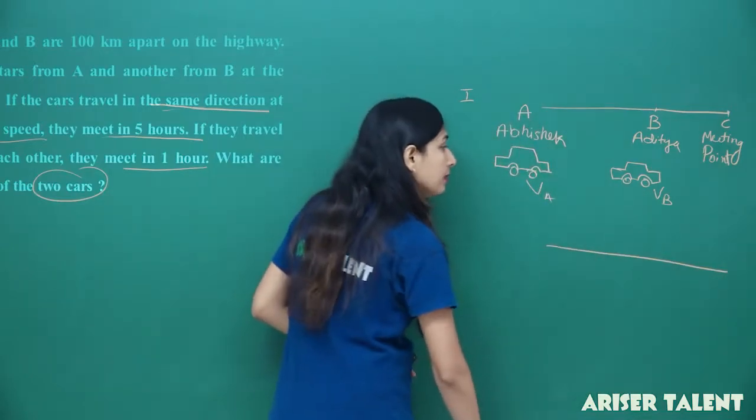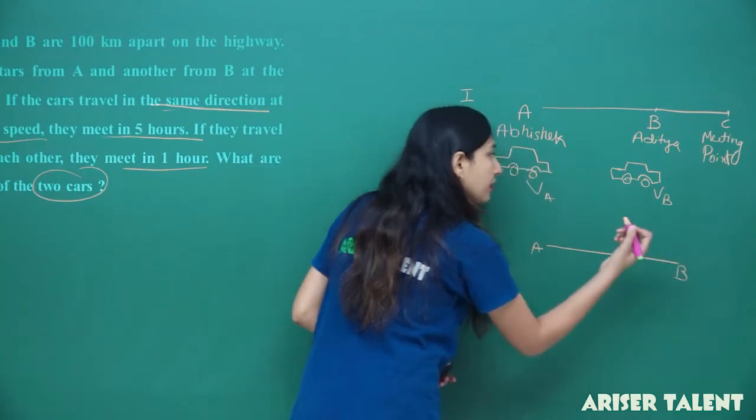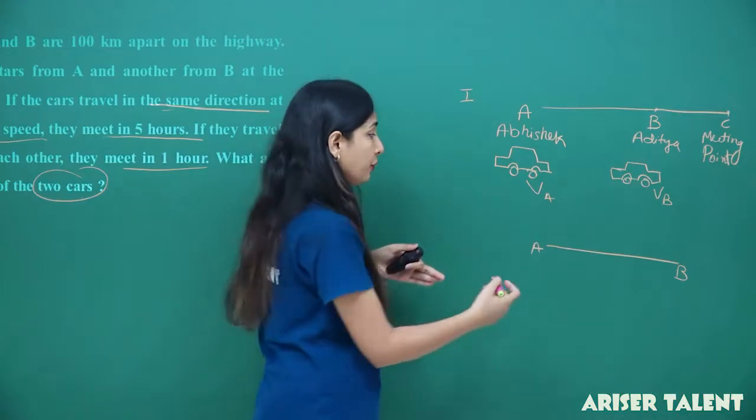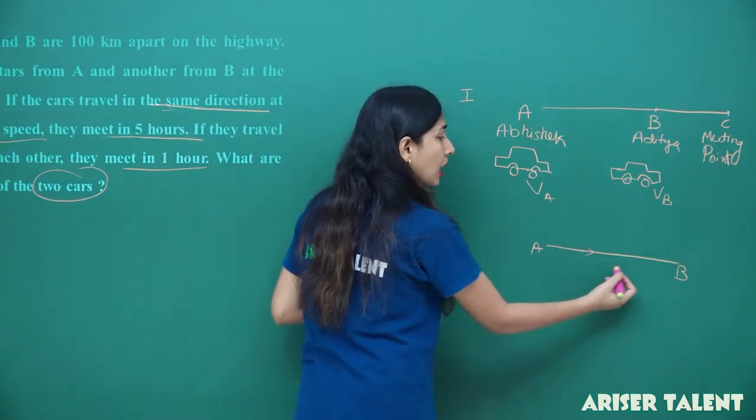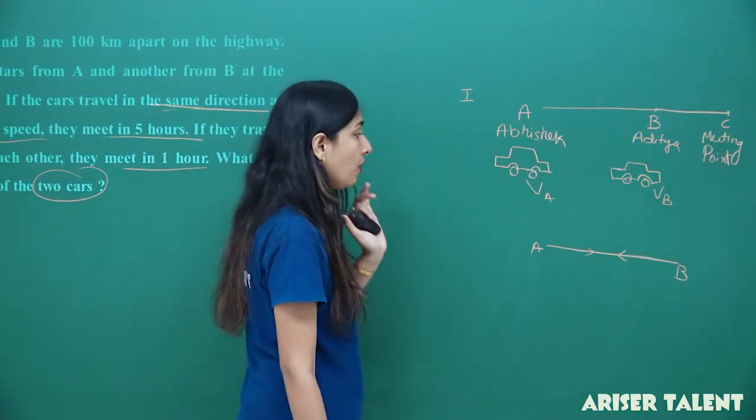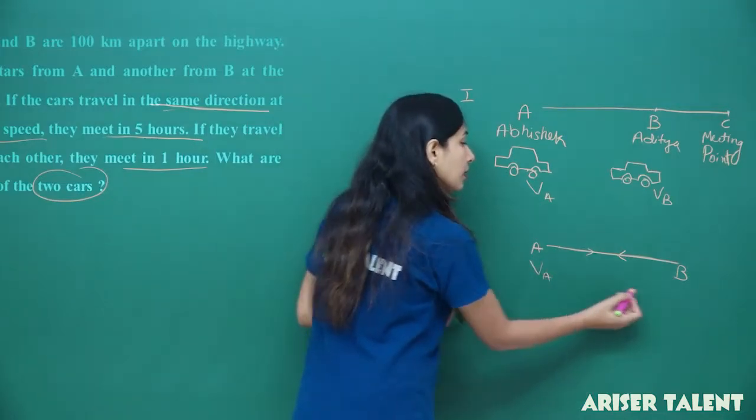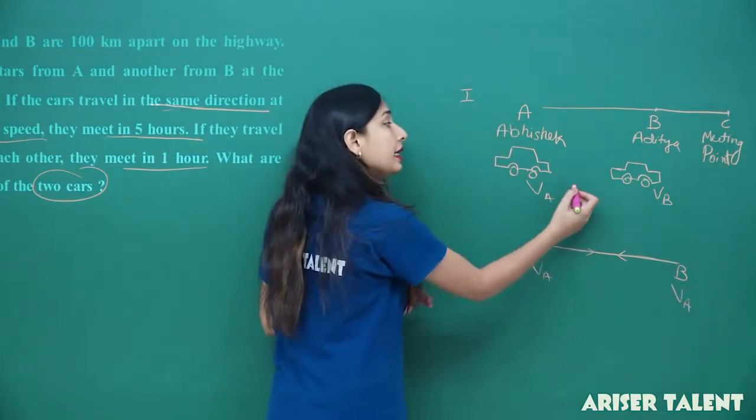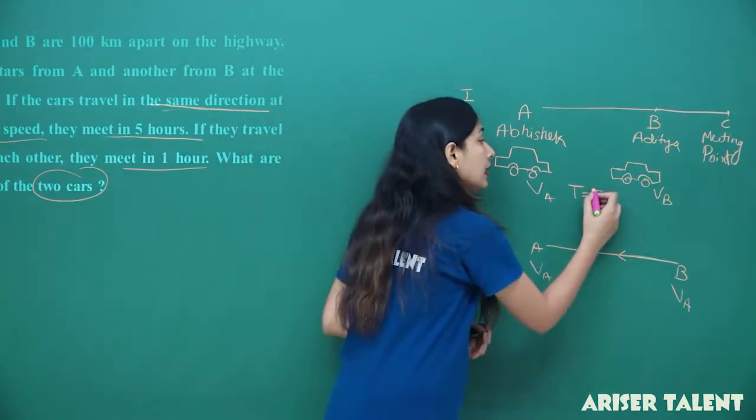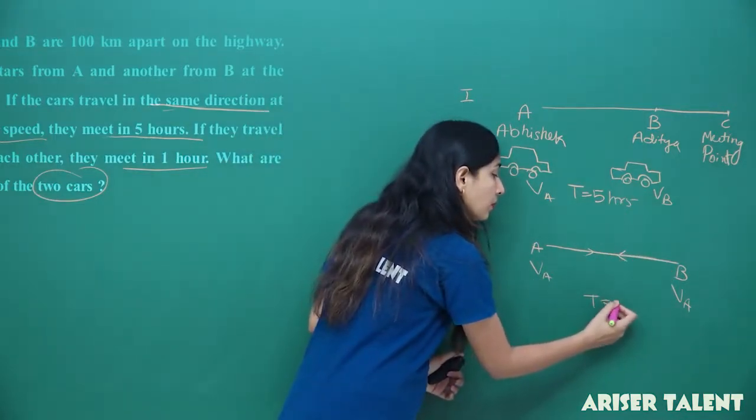Now the second part: again we are having Abhishek and Aditya with their cars. Now they are moving in opposite directions. If Abhishek moves in this direction, Aditya will move in the other direction. Direction is opposite. Second thing, the velocities are the same. In the first case, the time taken was 5 hours, they meet after 5 hours. But here they will meet in 1 hour.